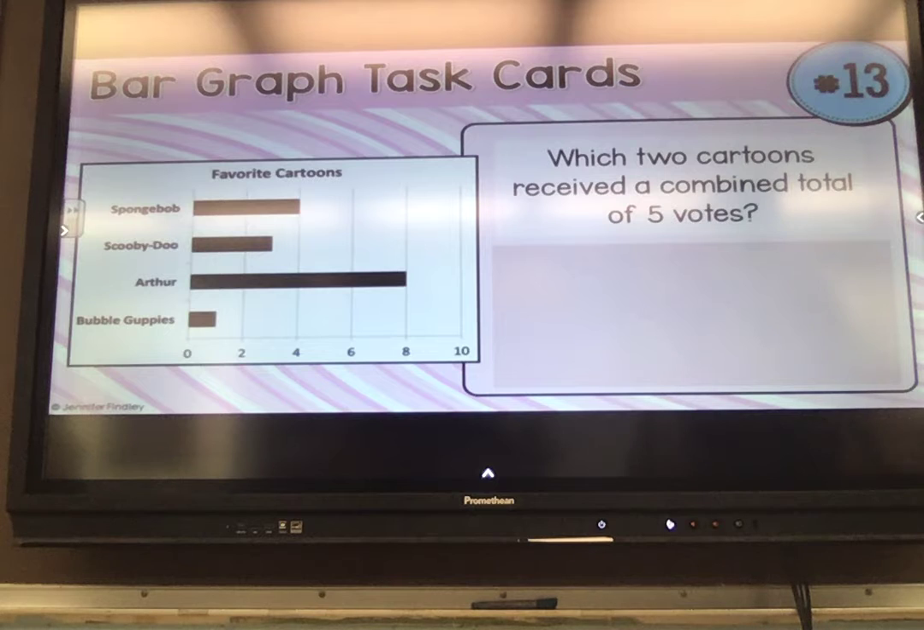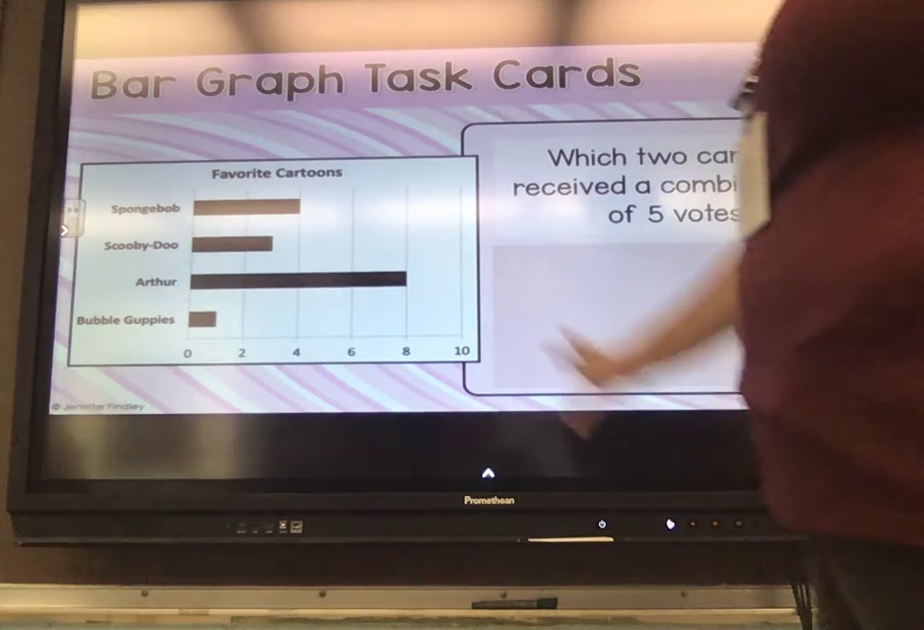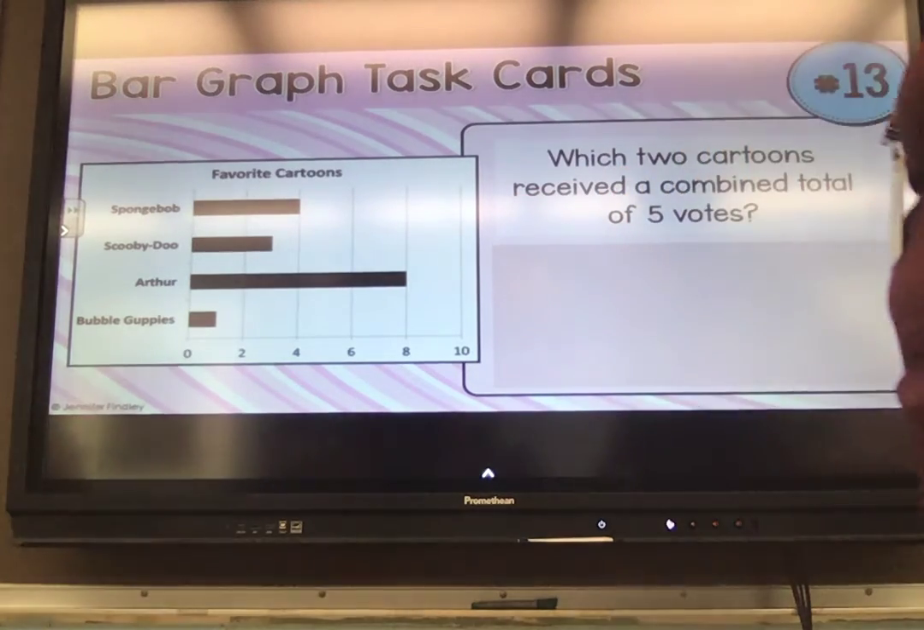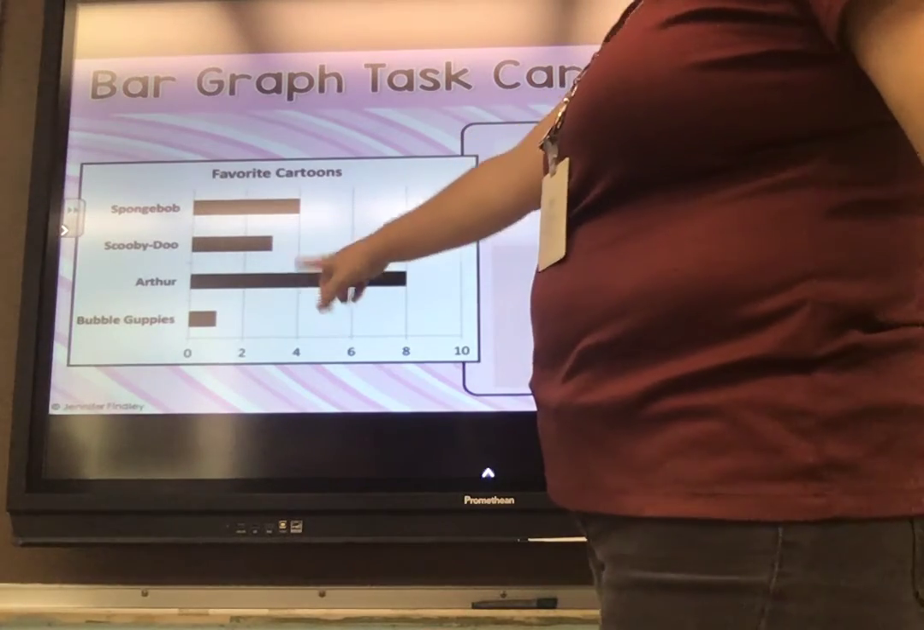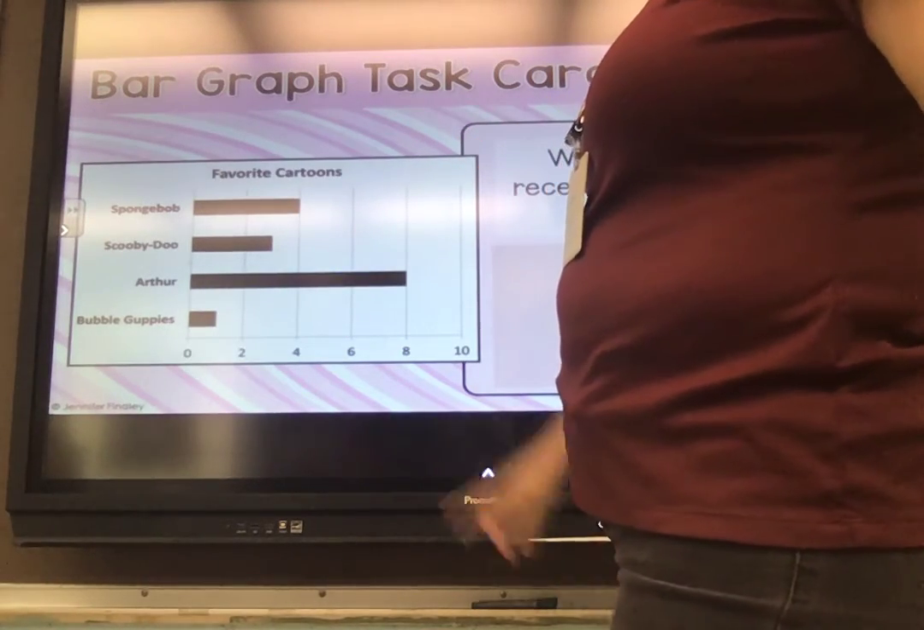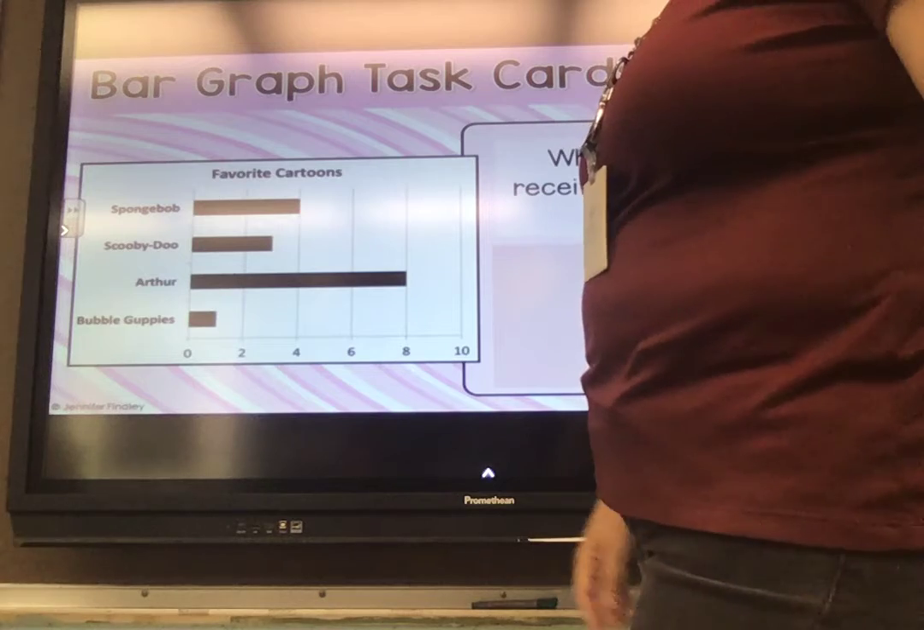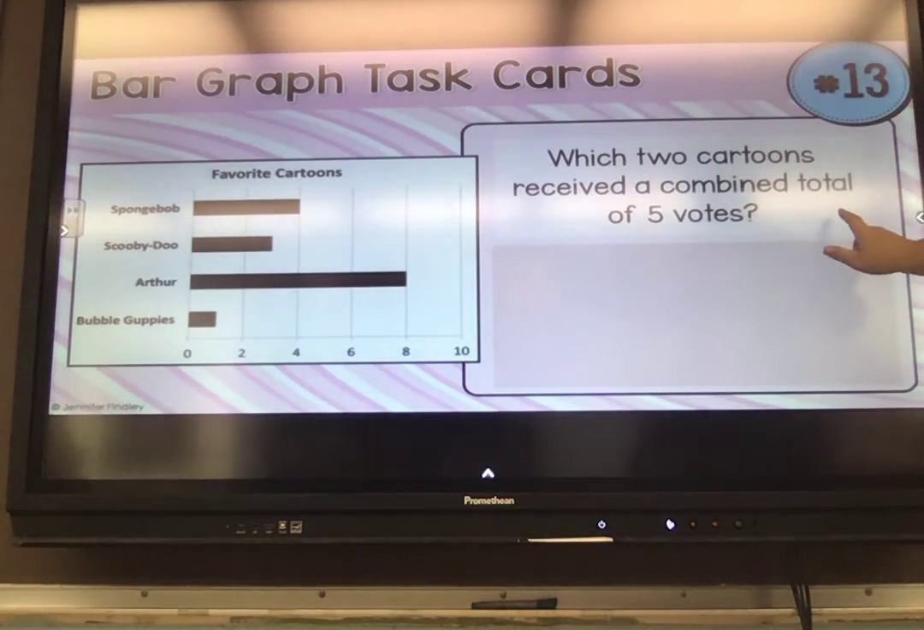Which 2 cartoons received a combined total of 5 votes? Which 2? So find 2 that you could add together and get 5. 4 plus 3 is not going to be 5. So you're going to have to start adding until you find some that equals 5.